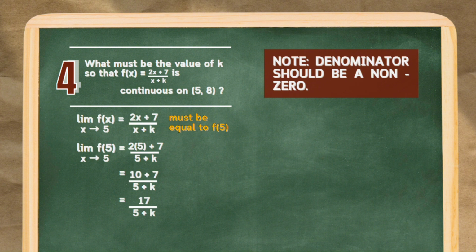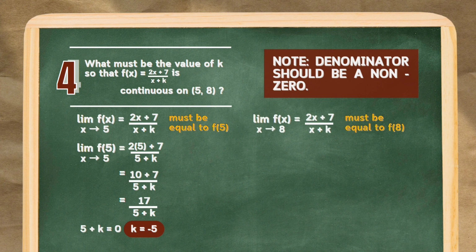With that, we'll only have 5 plus k is equal to 0. Then, we move the 5 to the right and it becomes negative 5. Therefore, k is equal to negative 5. And the value of the limit of f of x is equal to 2x plus 7 over x plus k as x approaches 8.